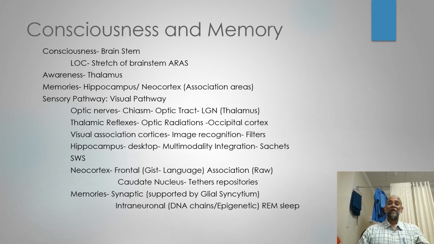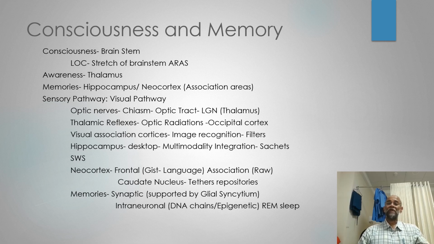Let's have a quick look at how we record a memory. Humans are visually dominant. A visual impulse passes through the optic nerve, through the optic chiasm, through the optic tract, and reaches the lateral geniculate nucleus. Most visual impulses are not sensed at the thalamic level, but some hazard impulses might trigger off a reflex at that level, which can result in a protective maneuver.